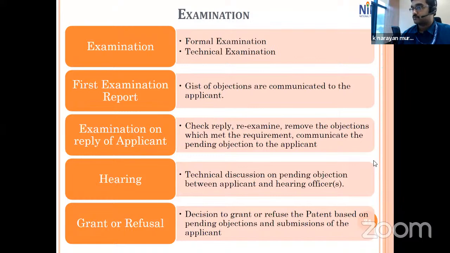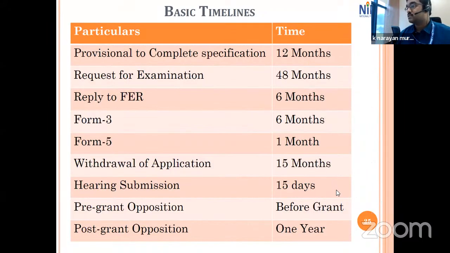So these are some basic timelines. I'll request ma'am to circulate the slides among yourself so that you get to know what the details are. Like, provisional to complete is 12 months, request for examination is 48 months. These timelines are not hardbound in nature. You can file a petition under Rule 137 to the controller, and then you can bypass these timelines.